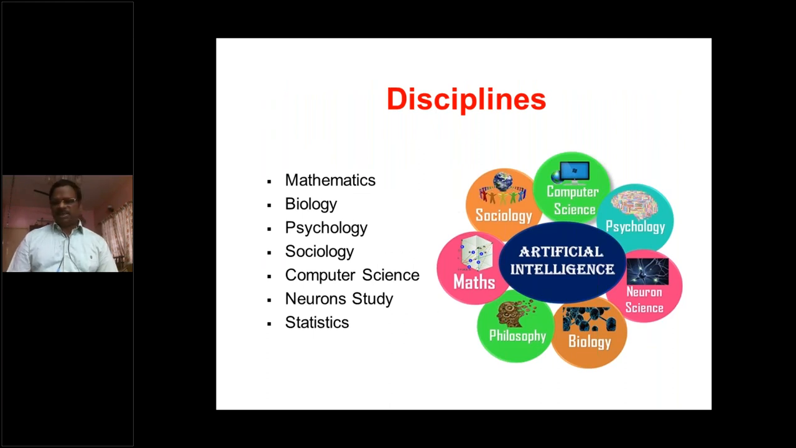So what are the disciplines available nowadays? There are many kinds of disciplines: mathematics, biology, psychology, sociology, computer science, neuron study, that is artificial neural networks, and statistics. These are the main disciplines applied in the current technology, the current scenario of AI. Now, these things are shown in this figure.